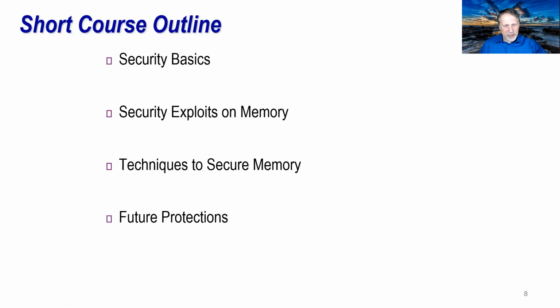So let's take a look at the outline of this course today. First, we're going to look at some security basics. We're going to learn just some real basic information about cryptographic primitives that we need for the rest of the course. Then we're going to look at security exploits on memory.